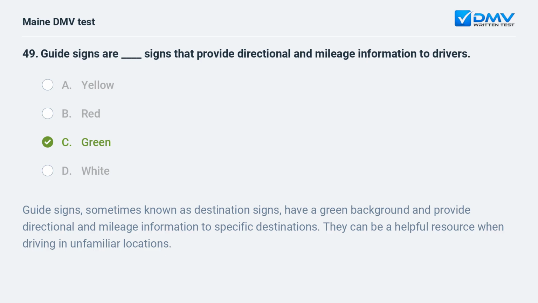Guide signs, sometimes known as destination signs, have a green background and provide directional and mileage information to specific destinations. They can be a helpful resource when driving in unfamiliar locations.